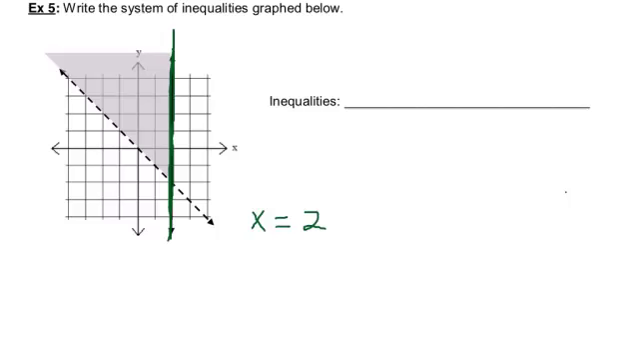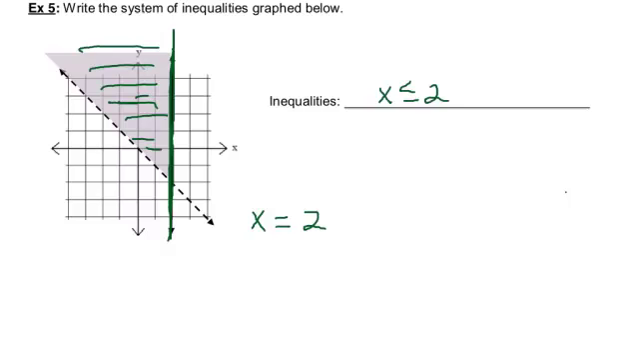Now it's a solid line, so we know that whichever inequality we use, it's going to have to be or equal to. And if we look at our shaded region, it is shaded to the left of the line. So that's going to be less than. So the inequality for this one is x is less than or equal to 2.